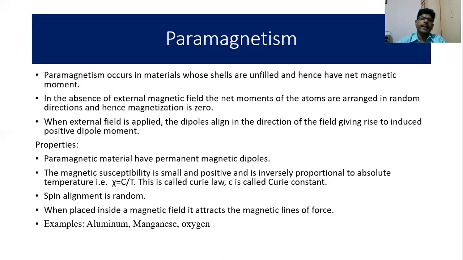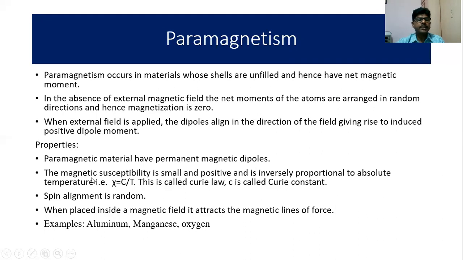Next, we shall see paramagnetism. Paramagnetism occurs in materials whose shells are unfilled and hence have a net magnetic moment. In the absence of an external magnetic field, the net moments of the atoms are arranged in random directions and hence magnetization is zero. When an external field is applied, the dipoles align in the direction of the field, giving rise to an induced positive dipole moment.